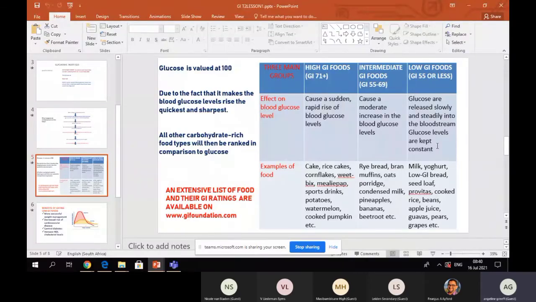So with the glucose, there's not a sudden rise. It's a slow, steady rise, okay? And the levels are kept constant. So these are going to keep you fuller for longer. If you eat low GI foods, you're going to have sustained energy, okay? In comparison to the high GI foods.